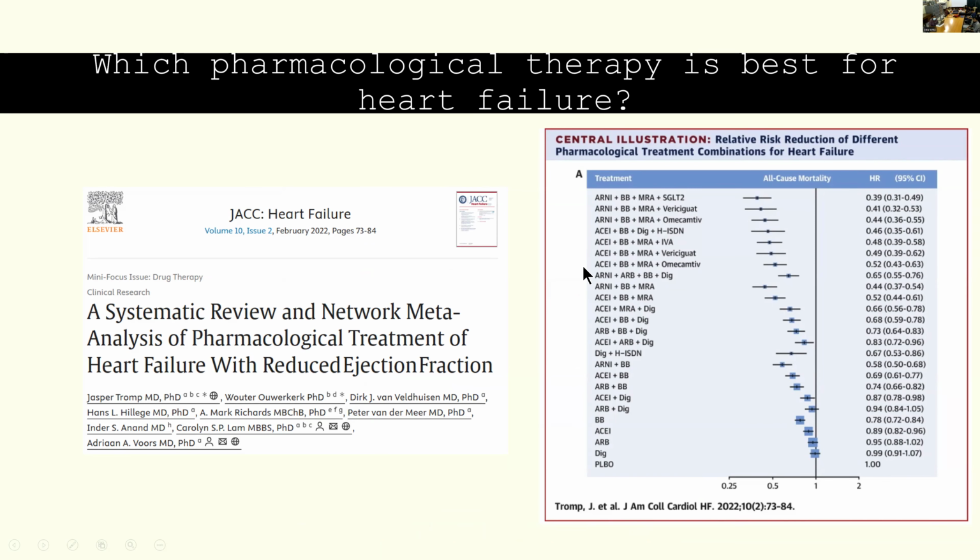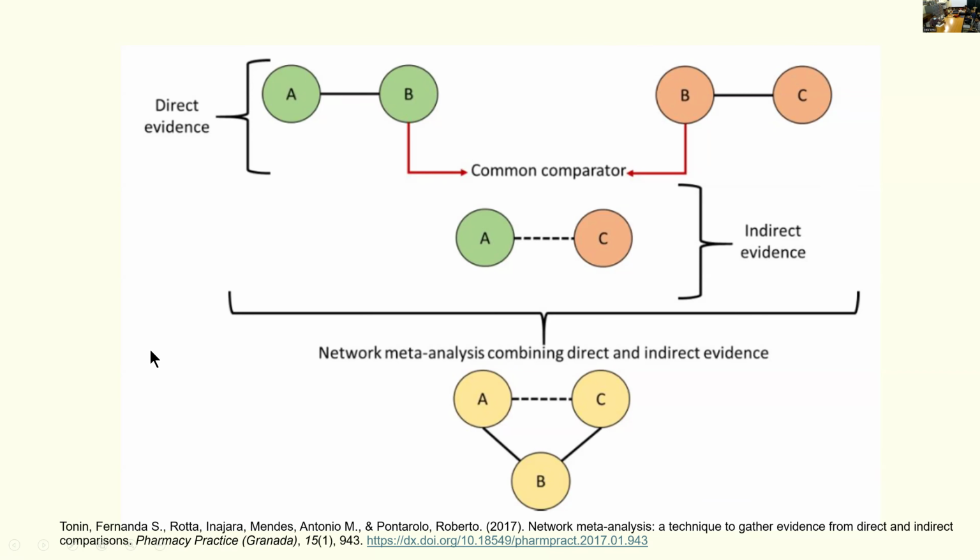So for example, you have two studies, A and B, and you have direct evidence for this study. You also have another study which is comparing intervention B and C. But you can actually compare the effect of A and C because you have a common comparator, which is B. So this comparison of A and C is called indirect evidence. So basically, network meta-analysis is whenever you compare three or more interventions. So that's called a network.